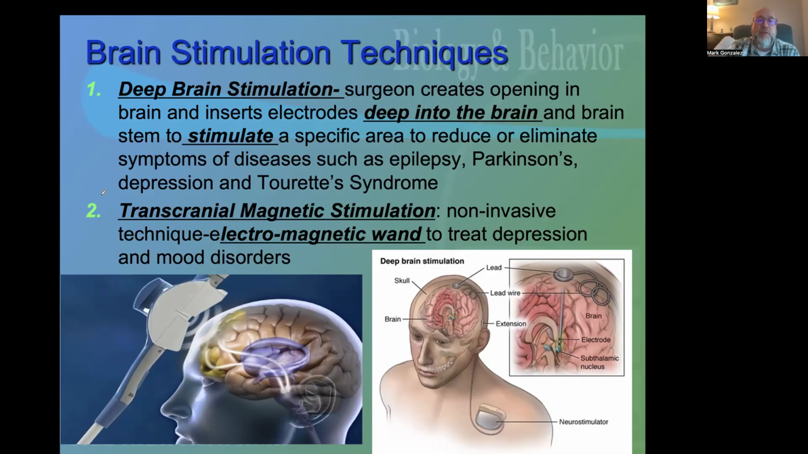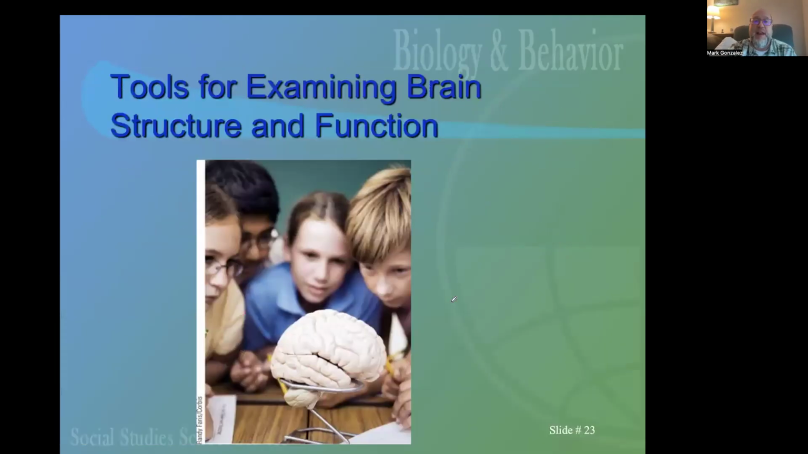The one you're looking at over here is what we call transcranial magnetic stimulation. So it's even more non-invasive. With the deep brain one, you still have to insert something inside the brain. But with the transcranial one, there's almost like an electromagnetic wand that they put over the parts of the brain dealing with depression and mood disorders. I found that very interesting. So there are a lot of great things that can happen today with the technologies we have.